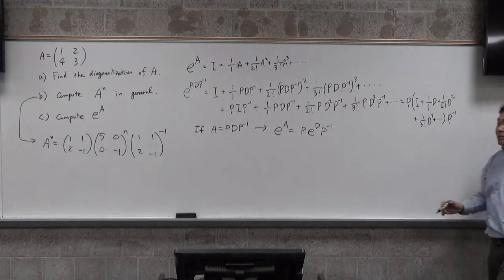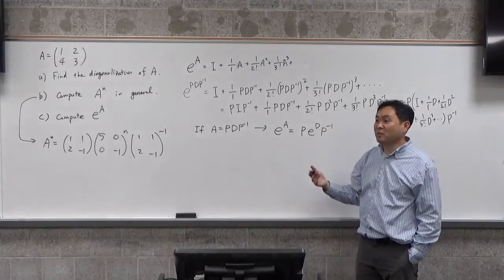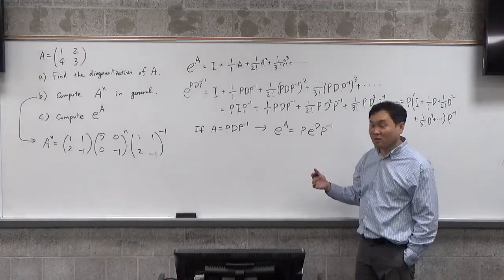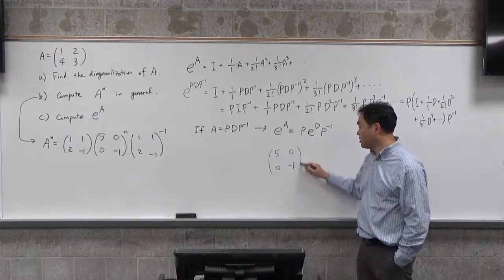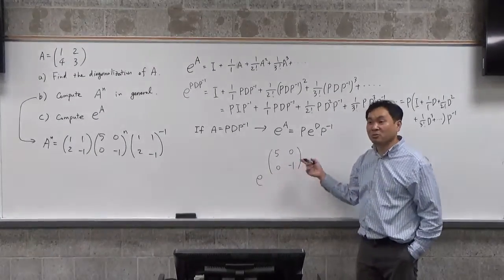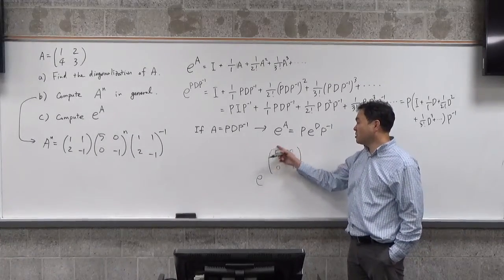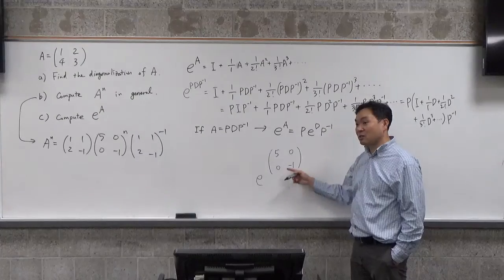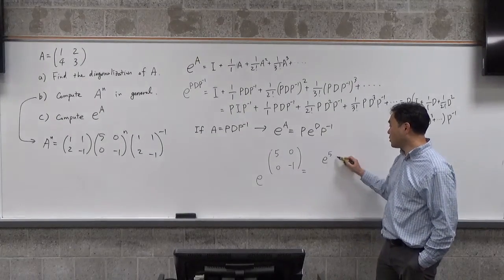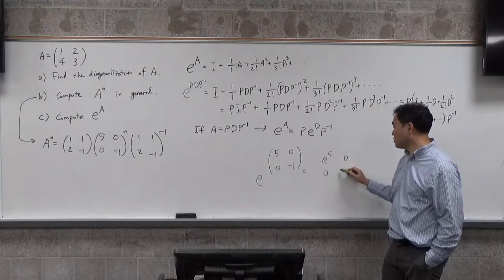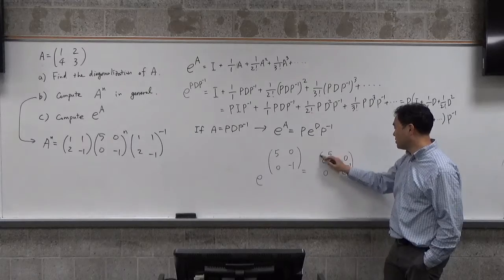And moreover, because taking nth powers of diagonal elements is so easy, if you have 5, 0, 0, negative 1, and you put it in here, if you think about the nth power, it's really just this to the nth power and these to the nth power, and you're adding them, so you end up with e to the 5th power, 0, 0, e to the negative 1.